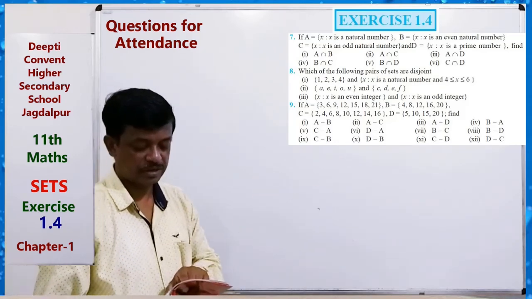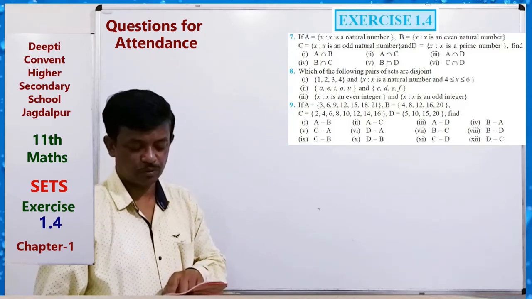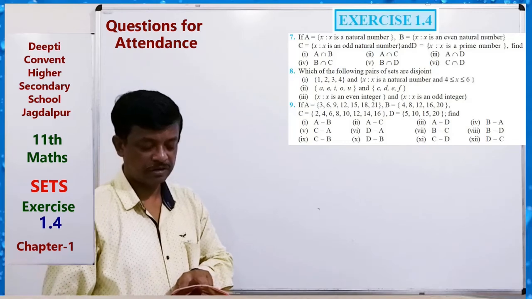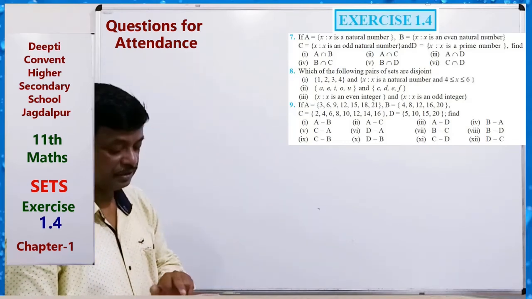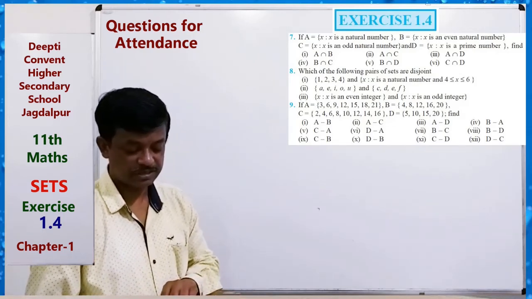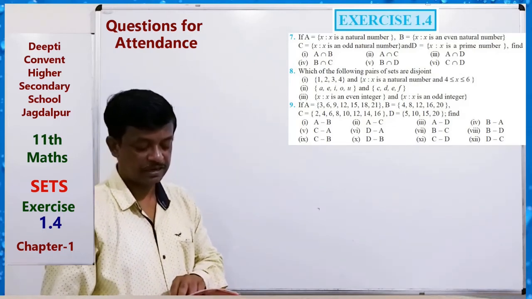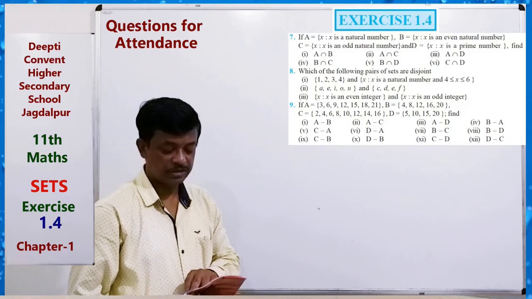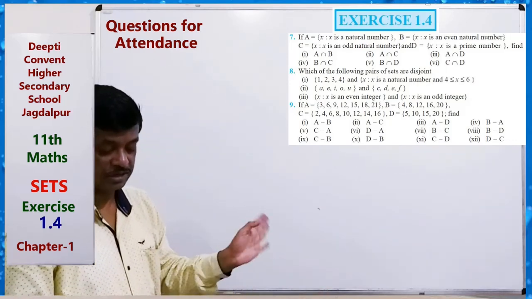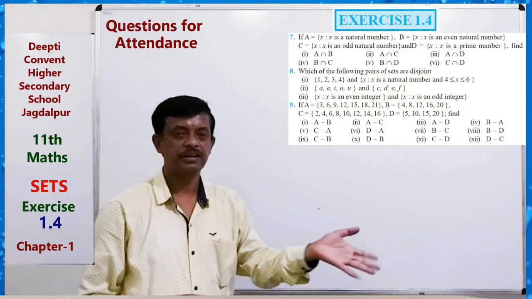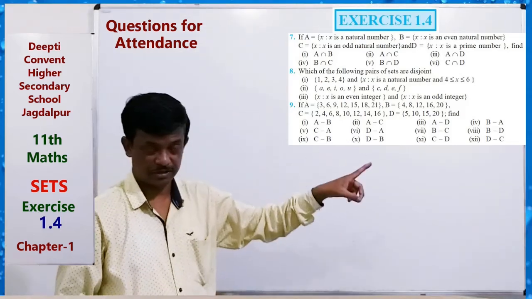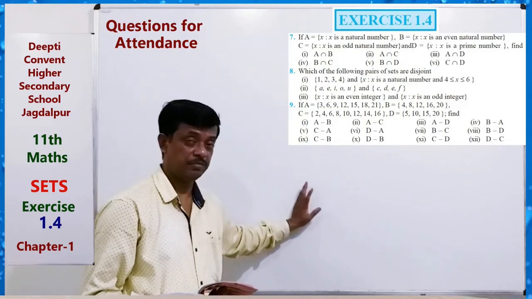First, x is a natural number between 4 and 6, so 4 is common, not disjoint. In the third, even integers and here odd integers. Even integers and odd integers are disjoint, because odd integers and even integers are different. So there are no common elements. No common element means disjoint.